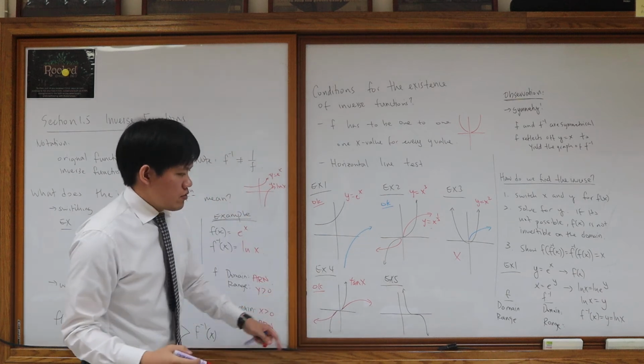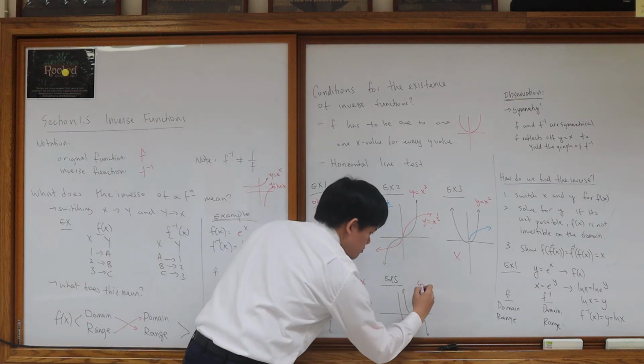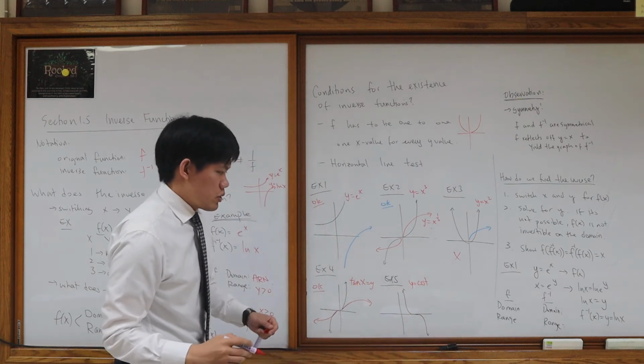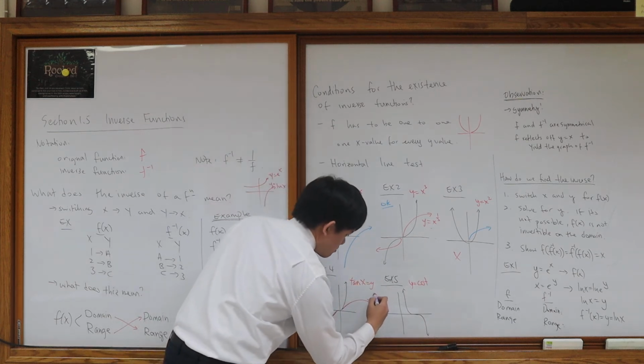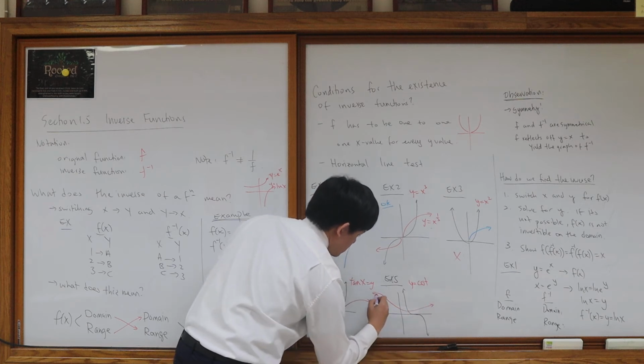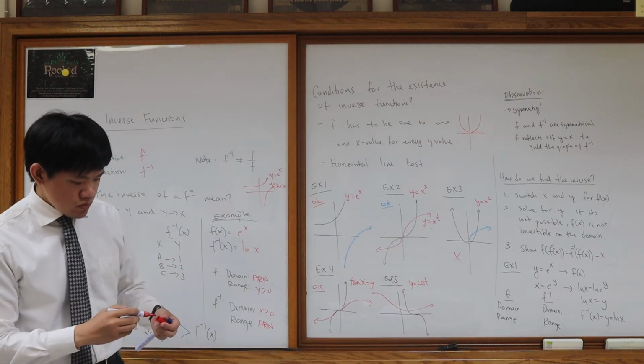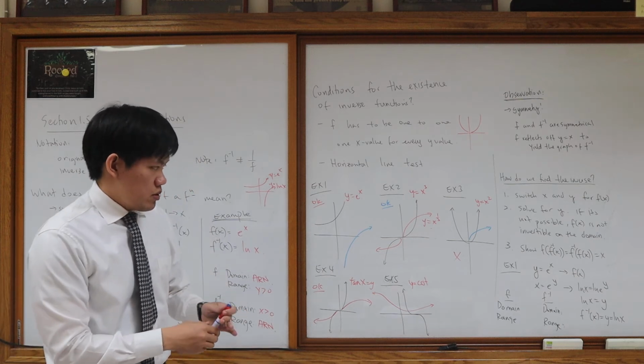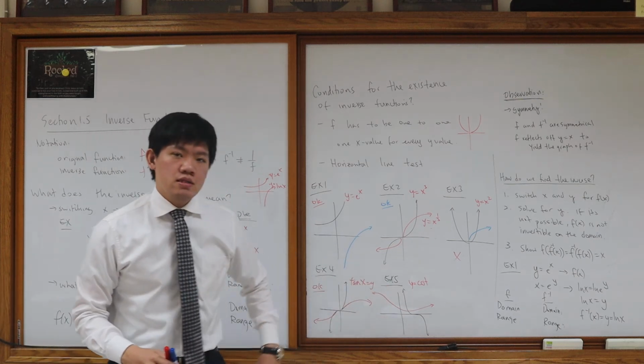Now, in this one, we have cotangent. So that means we can also flip this, and my graph looks something along the lines of that. These are just rough sketches. We'll talk a little about this a little later.